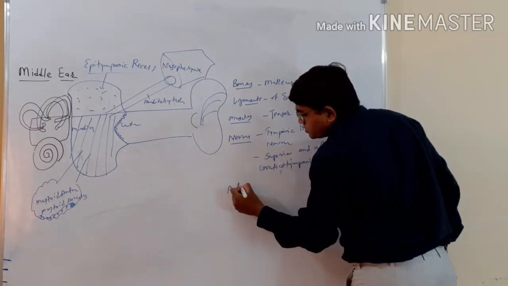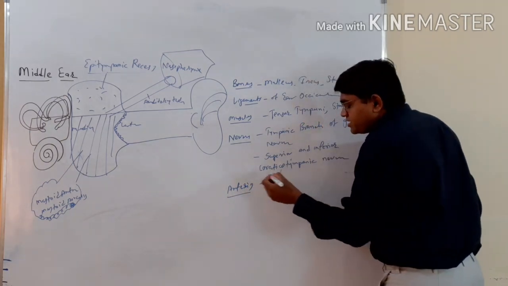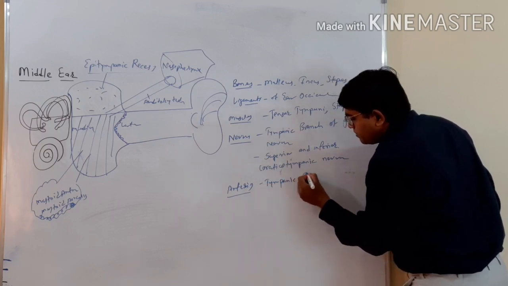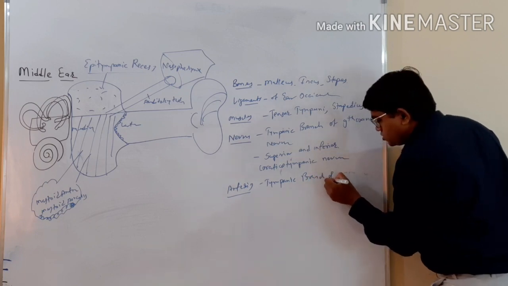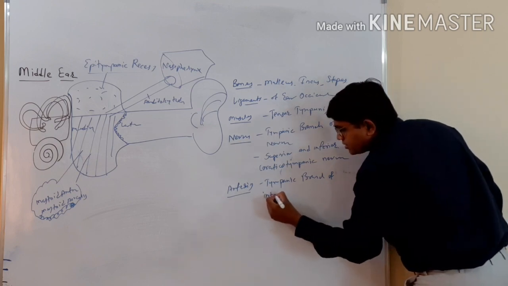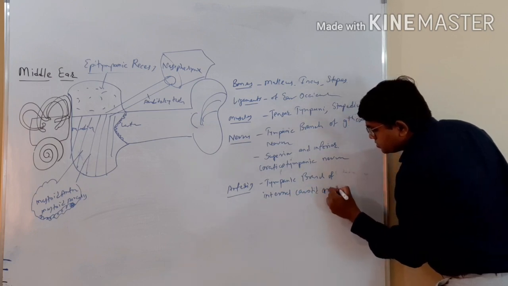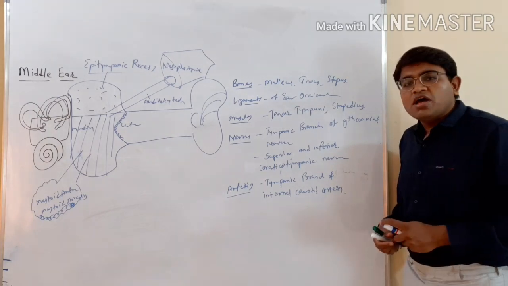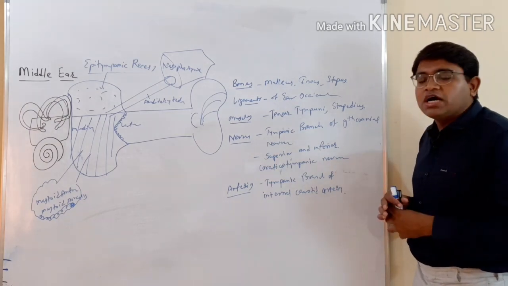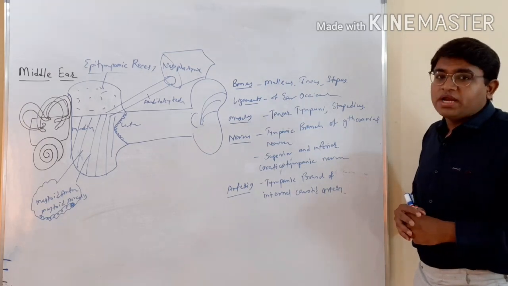And arteries. Which arteries are present here? Mainly the tympanic branch of the internal carotid artery, which supplies the middle ear cavity. There are also other branches; we will discuss all these branches later. So these are the contents of the middle ear.